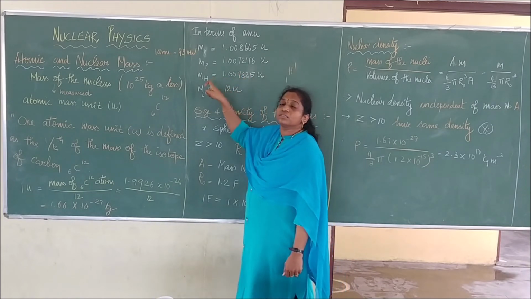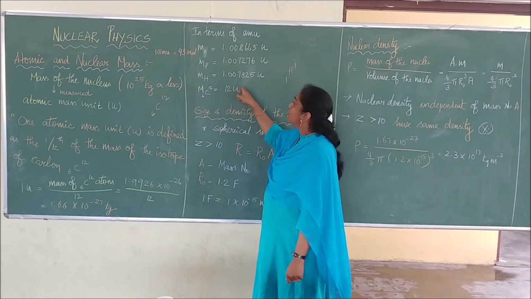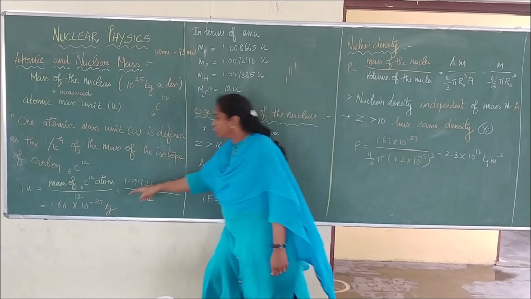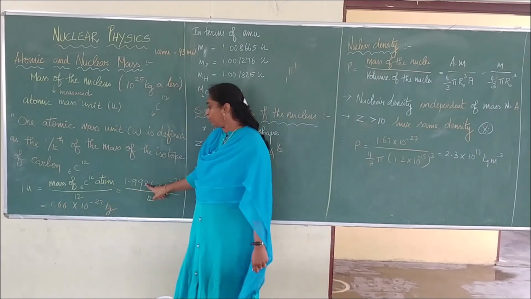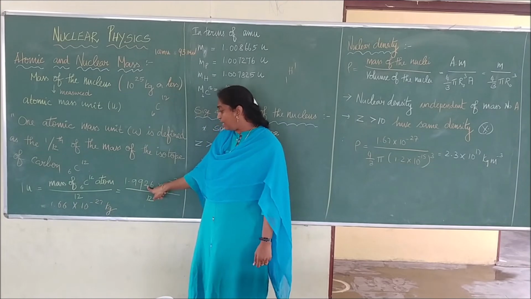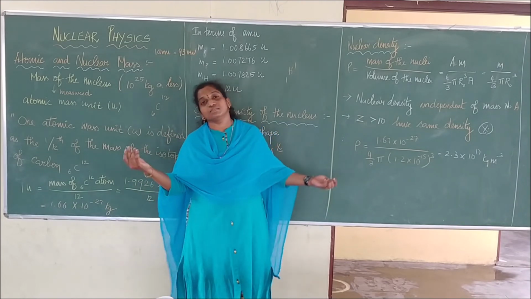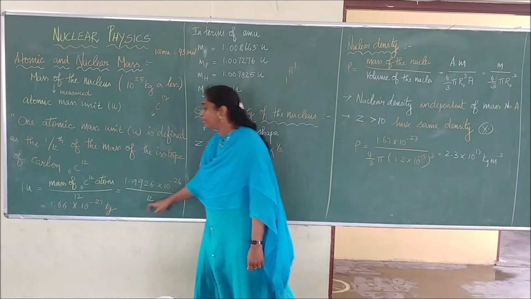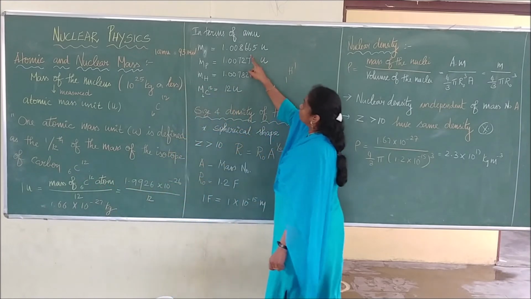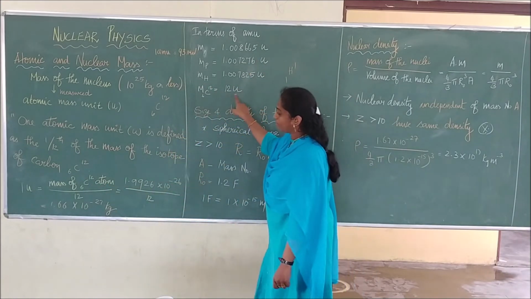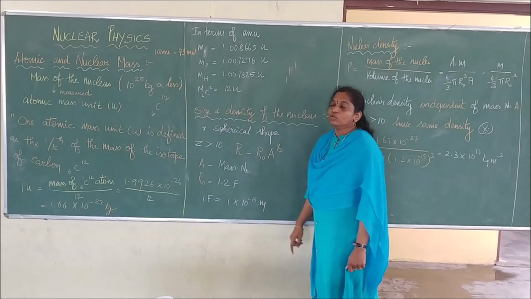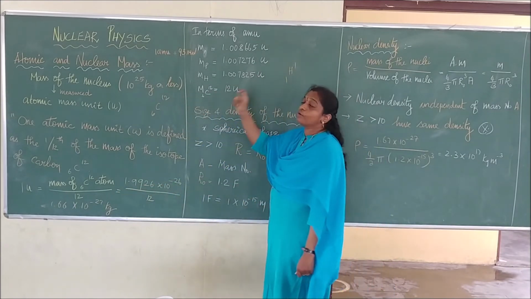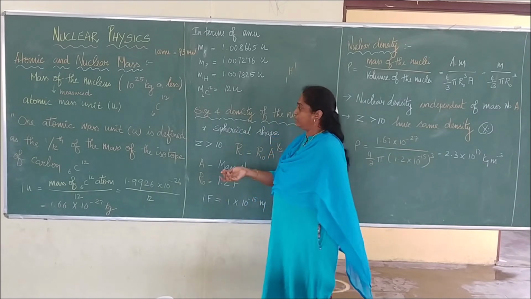Similarly, the mass of a carbon-12 atom is 12 times the atomic mass unit. So if you multiply 1.66 by 12, the value is 1.99 × 10^-26 kg. So we can simply multiply. These are the terms in which atomic mass unit has been represented.